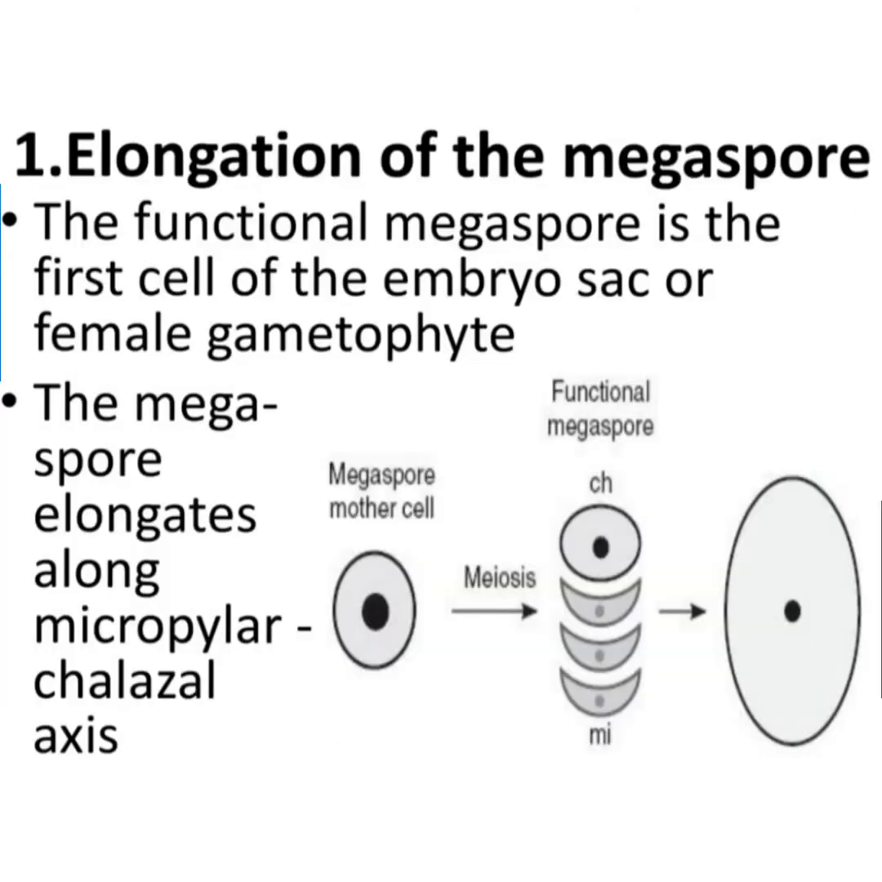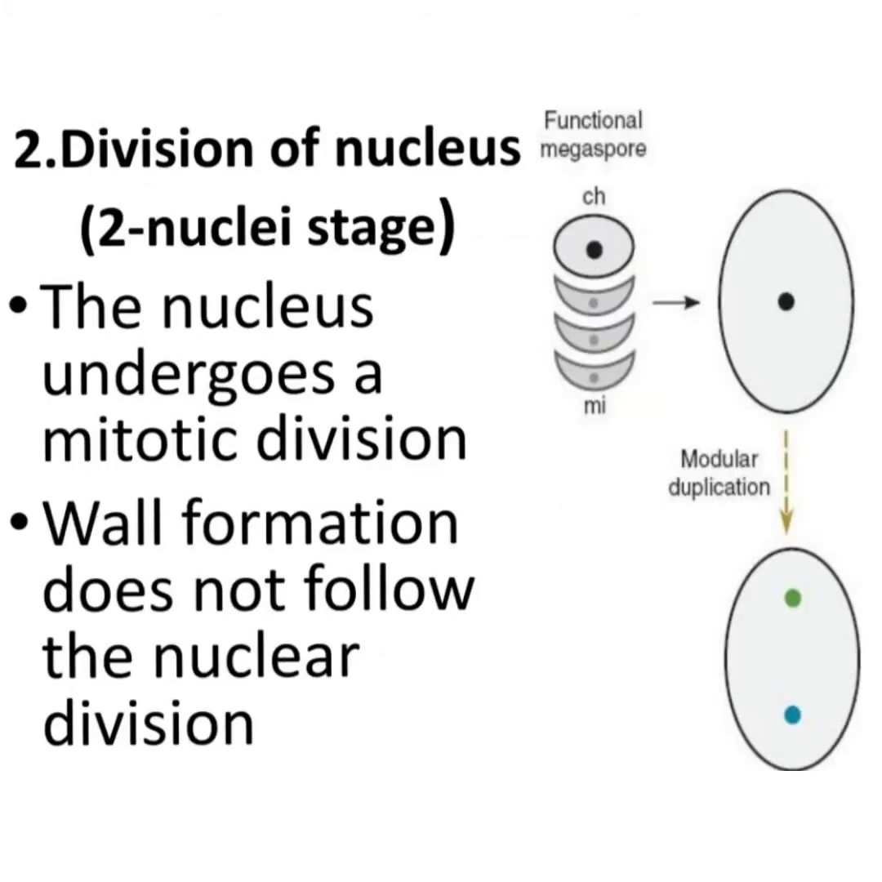Elongation of the megaspore. We know that the single megaspore is functional and is the first cell of the embryo sac or the female gametophyte. The megaspore elongates and expands along the micropylar and the chalazal axis, and the other three degenerate. And the division of the nucleus occurs. The nucleus undergoes a mitotic division resulting in the formation of a binucleate cell. In this stage, there is no wall formation.